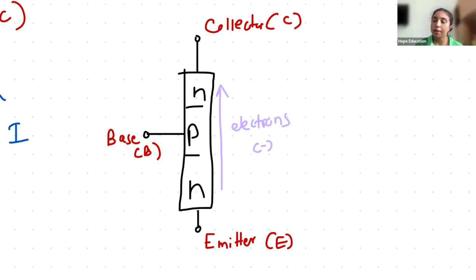Everybody answer, students. It's okay if you are wrong. If you are wrong, you just correct it. Yes, correct. It's emitter to collector. Current is from emitter to collector.